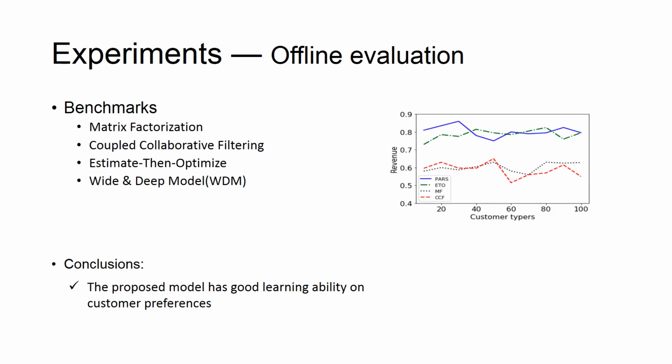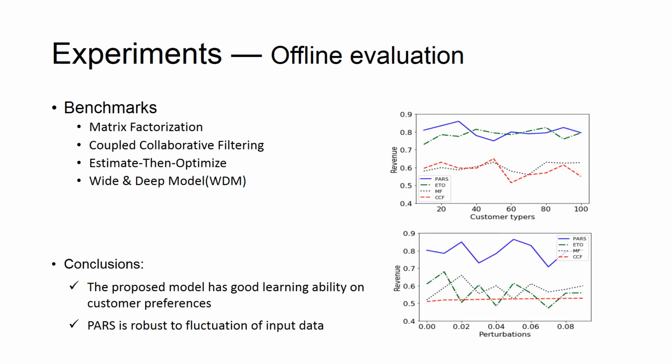Let's see the first results. This result indicates the learnability of our approach. Here the x-axis is customer types. It indicates the complexity of the customer substitution pattern. The y-axis is revenue. We can see that both estimate then optimize and estimate while optimize achieve better performance than the MF and CF methods. This means the proposed model has good learning ability on customer preference.